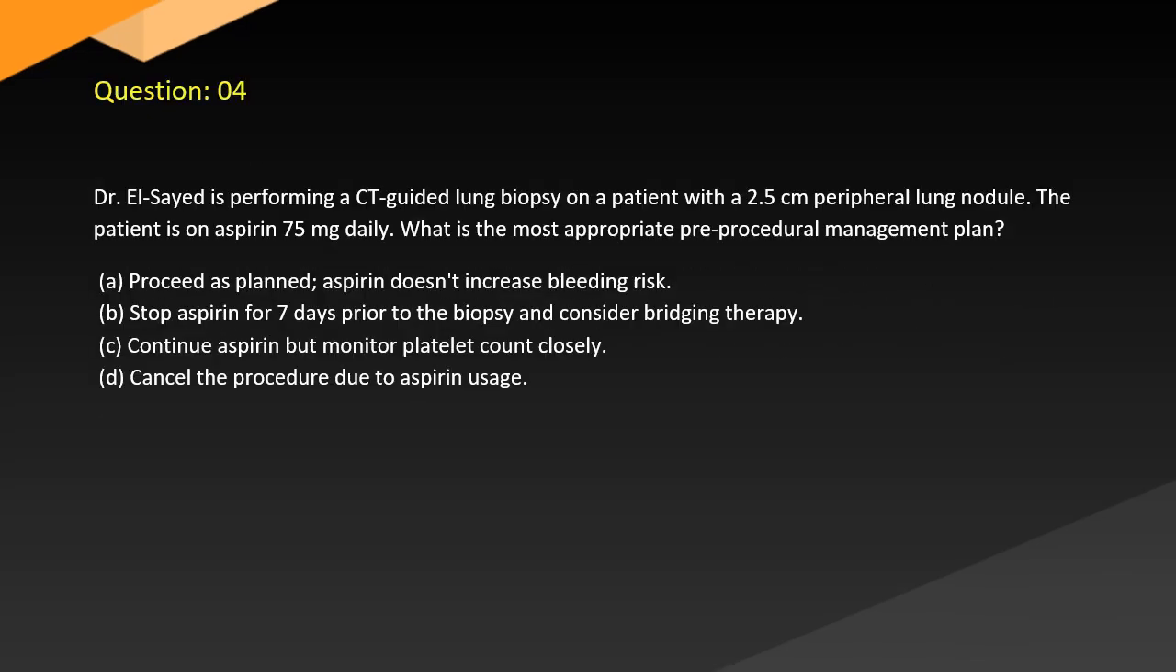Question 4. Dr. El Said is performing a CT-guided lung biopsy on a patient with a 2.5 cm peripheral lung nodule. The patient is on aspirin 75 mg daily. What is the most appropriate pre-procedural management plan? A. Proceed as planned. Aspirin doesn't increase bleeding risk. B. Stop aspirin for 7 days prior to the biopsy and consider bridging therapy. C. Continue aspirin but monitor platelet count closely. D. Cancel the procedure due to aspirin usage.